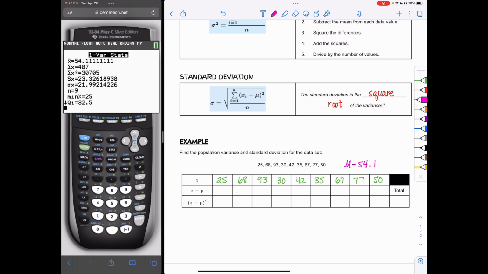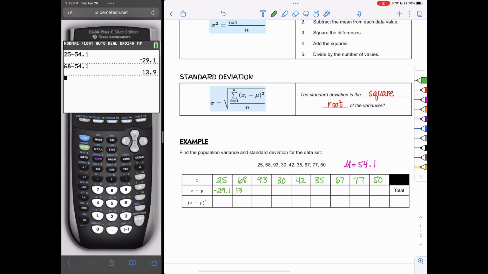All right. So now I need to subtract and find the difference between each x value and my mean. So I'm literally going to take each x value and subtract 54.1 from it. So I'm going to have 25 minus 54.1, and I end up getting negative 29.1. Then I'm going to do 68 minus 54.1, and I end up getting 13.9.